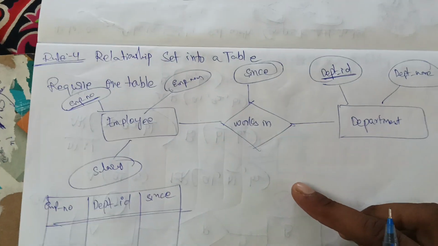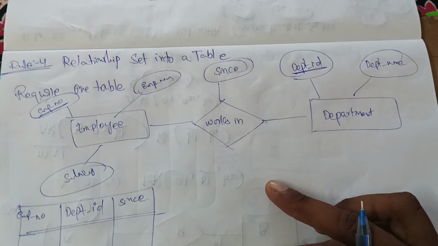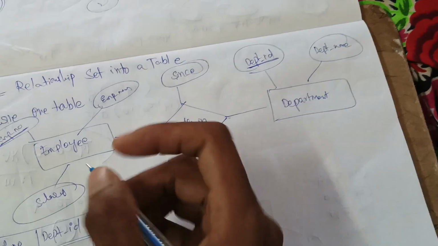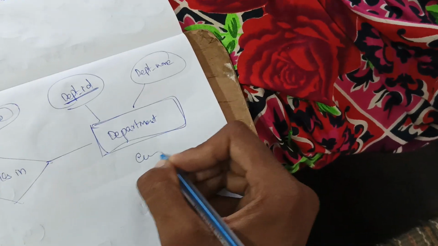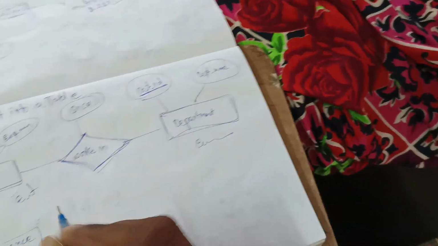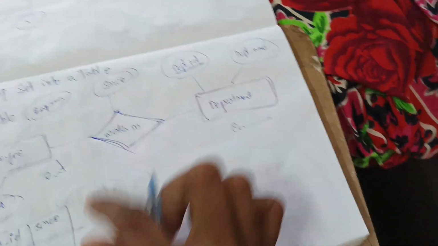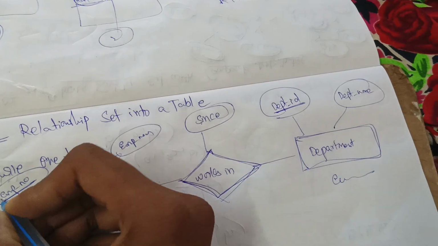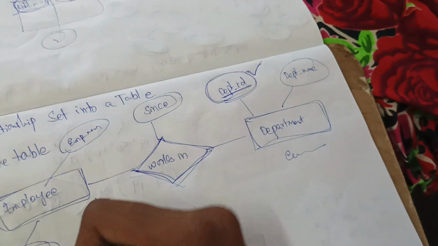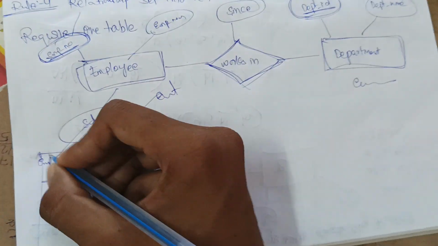Next we go to rule number 4, that is, relationship set into a table. That means here more than one entity is involved. Suppose we have an employee entity and a department entity. This is one entity, this is another entity, and this is a relationship set. We have to develop a table for this ER diagram. So we take only the primary keys from all these entities, that is employee number and department ID, as the columns in the table.